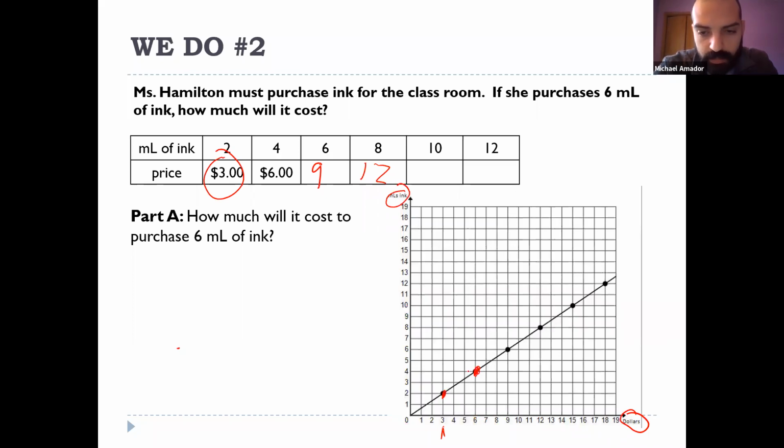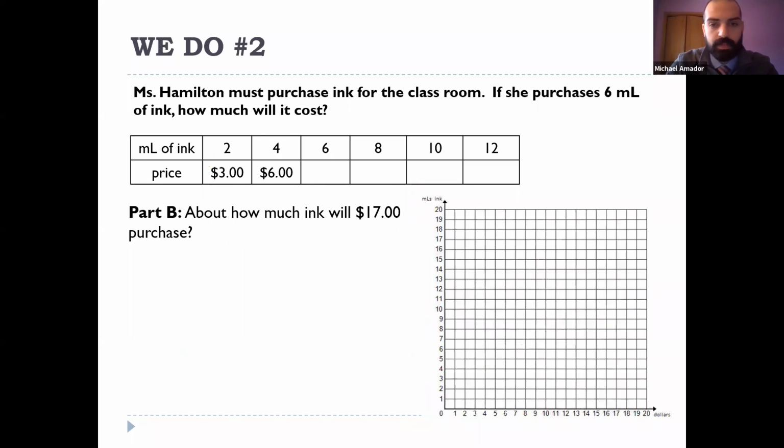Obviously, you're seeing that these points are already plotted. And so this line now extends. This line that we create represents our proportion. I'm going to redraw that line. I want you to answer part B on your own. How much ink will $17 be able to purchase? I'm going to fill out the graph, and you should have the graph filled out on your redo as well.